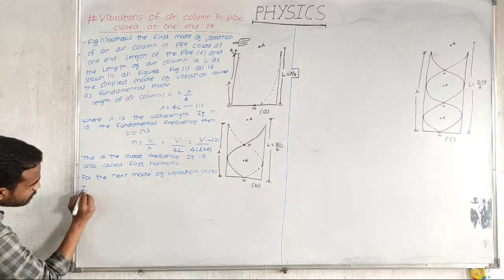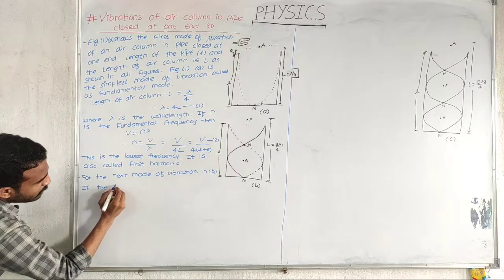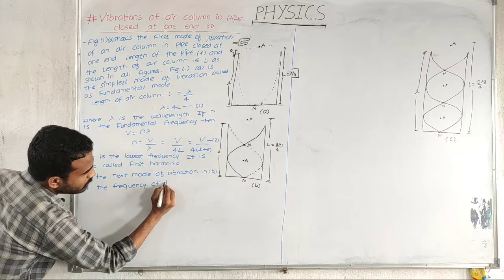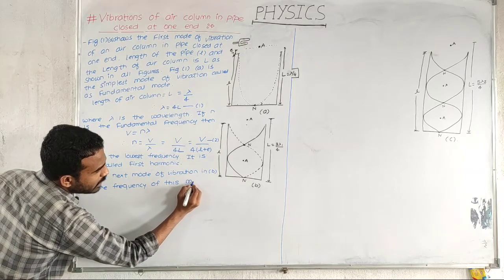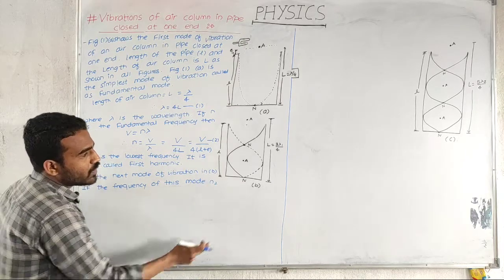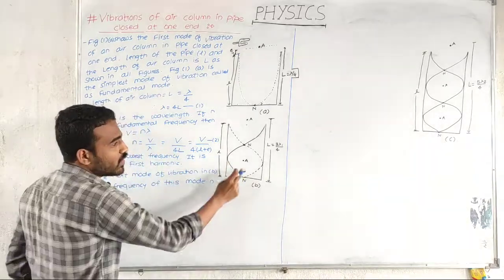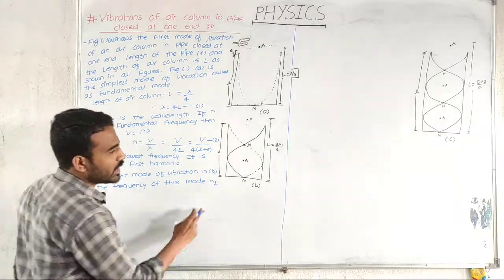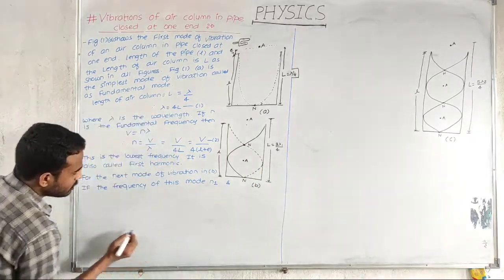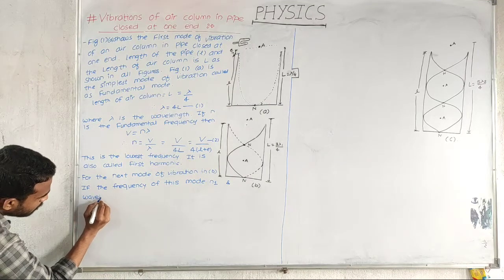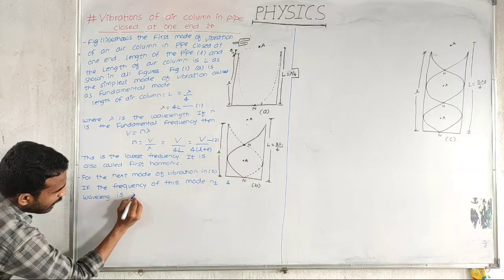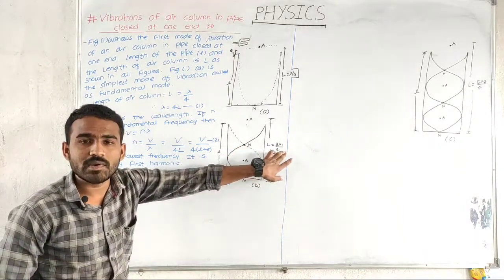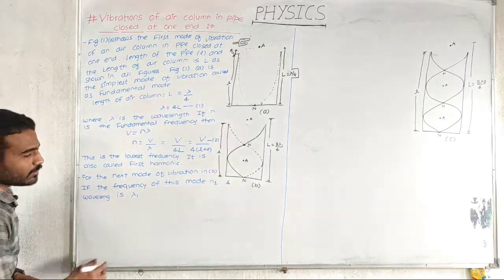So if the frequency of this mode is N2, so for this mode, this is the first mode, this is the second mode. So for this mode, let us consider N1. So the frequency of this mode is N1, and the wavelength of this mode is lambda 1.